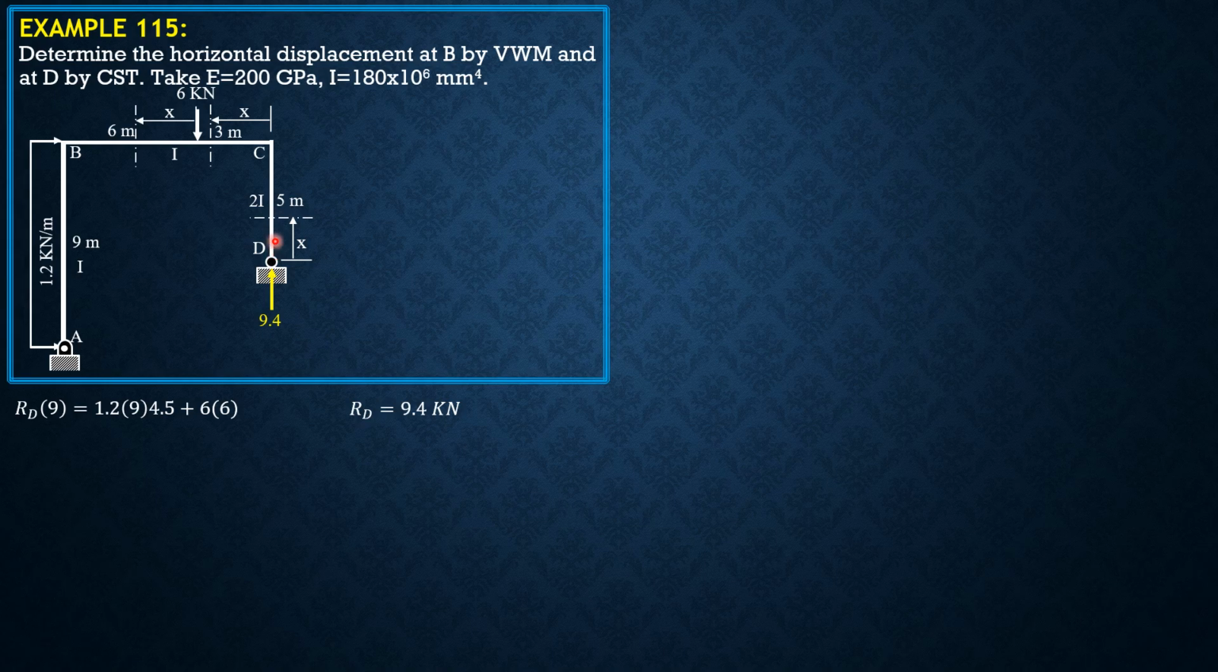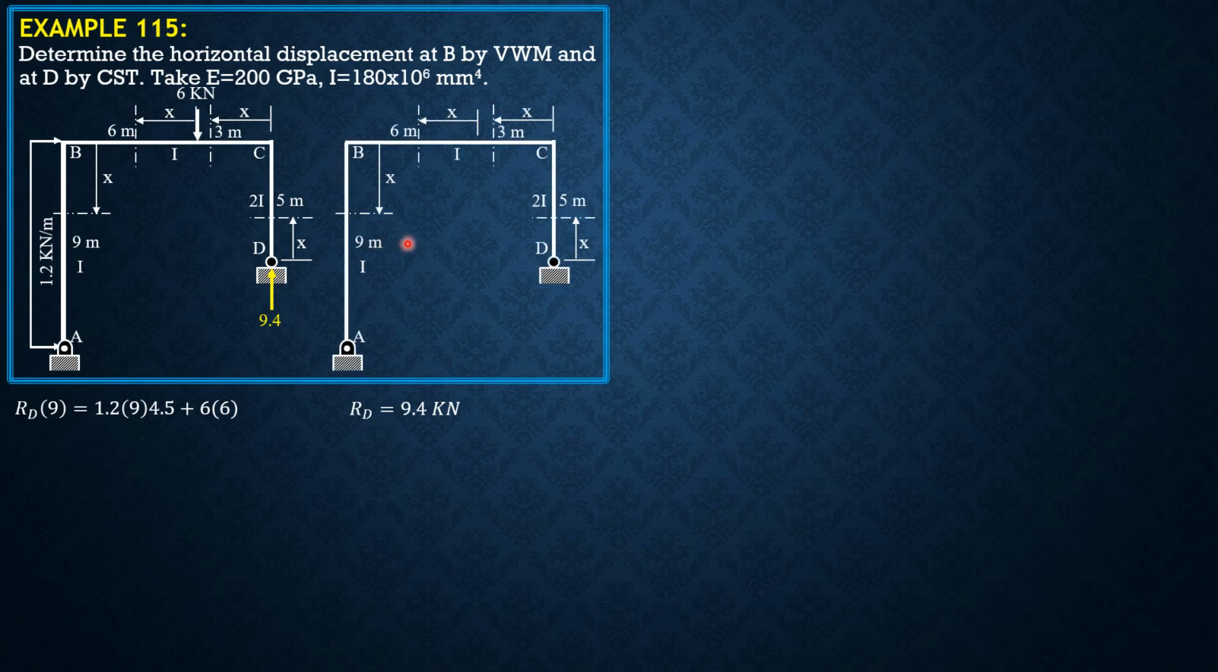So take note that the moment of inertia of CD is 2I, but because the moment of the actual reactions about this point is 0, because that's vertical, it has no moment contribution. So there are 4 segments, but we can reduce that to just 3 because for CD, moment is 0.